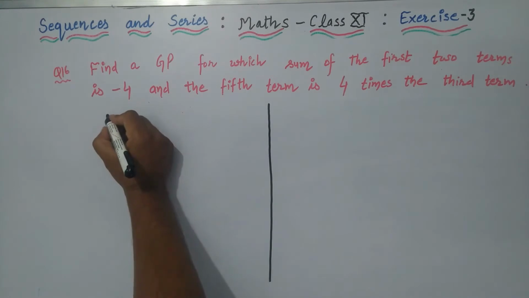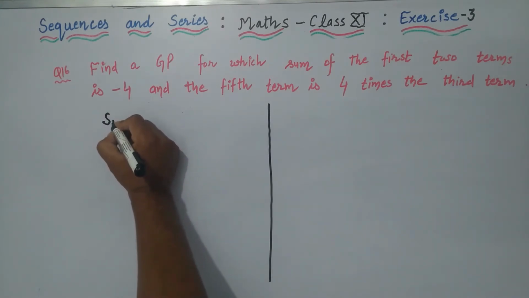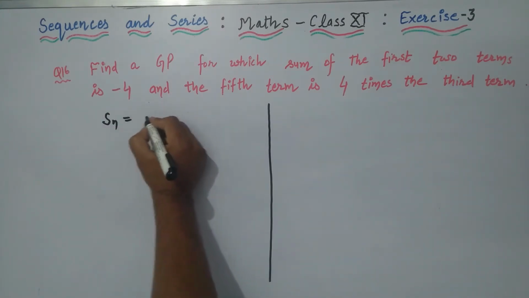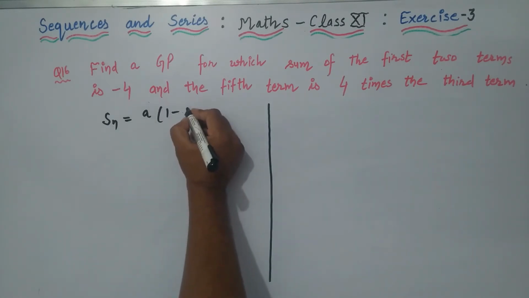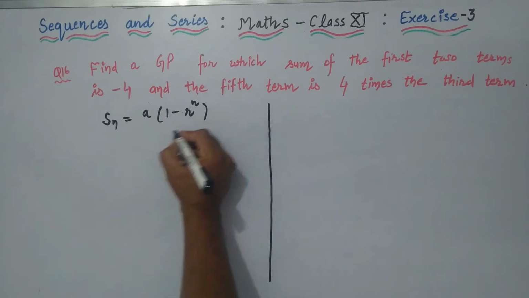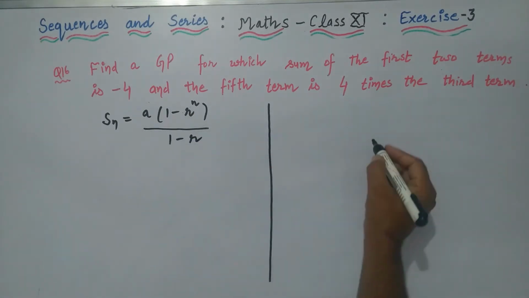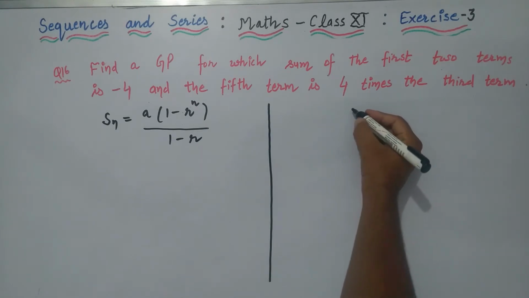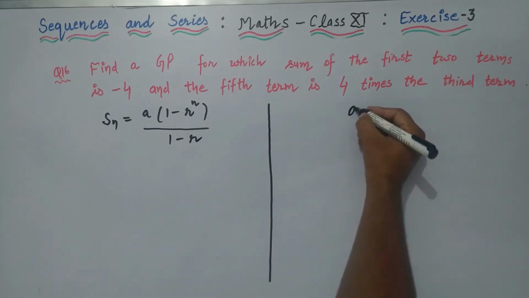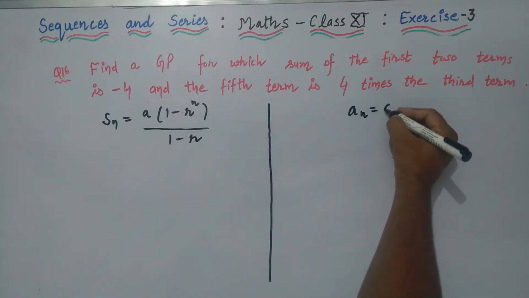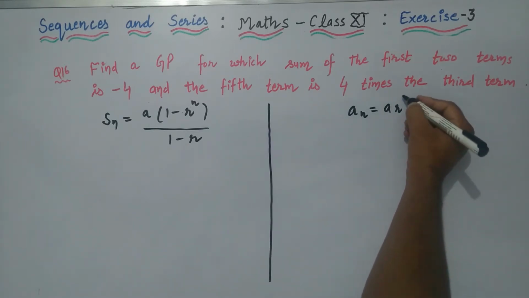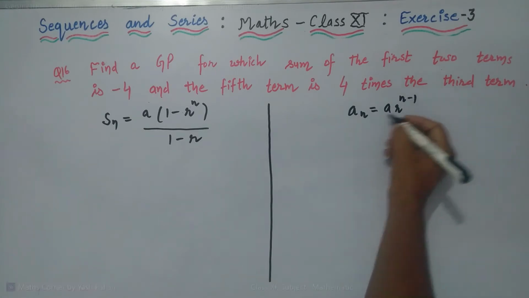The rule for the sum of a GP is Sn equal to a into 1 minus r raised to power n, whole divided by 1 minus r. And the second one is concerned with the term, how to find the nth term of a GP. This is the rule: an is equal to a into r raised to power n minus 1.